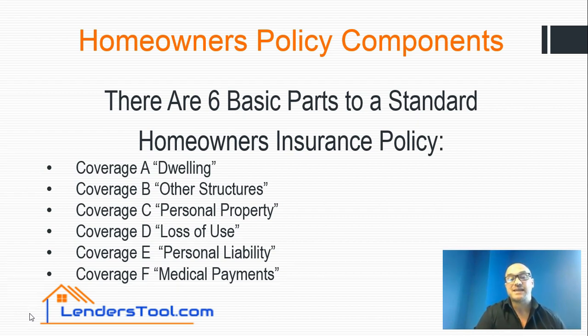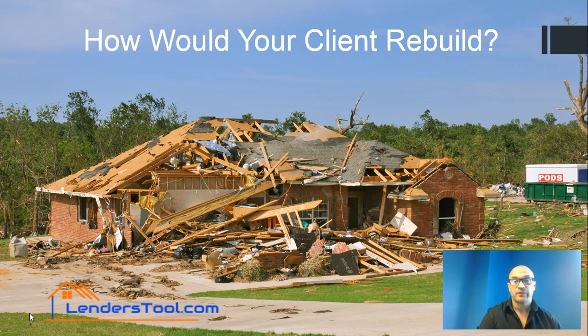There are 6 basic parts to your standard homeowner insurance policy. You're going to have coverage A, which is your dwelling, coverage B, other structures, C, personal property or contents, D is loss of use, E, personal liability, and coverage F, medical payment coverage for others. We'll dive into these as we go over the next few minutes, but let's think about this.